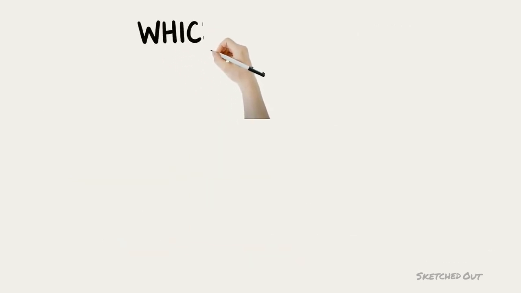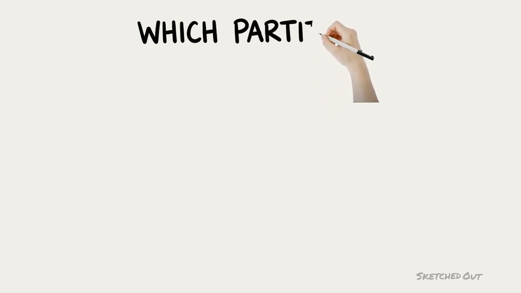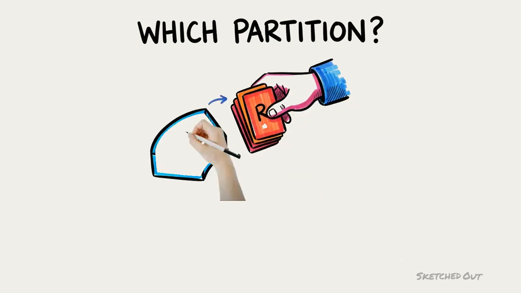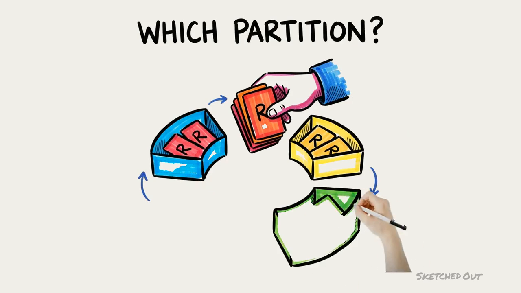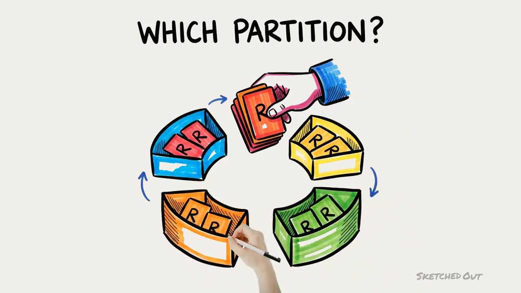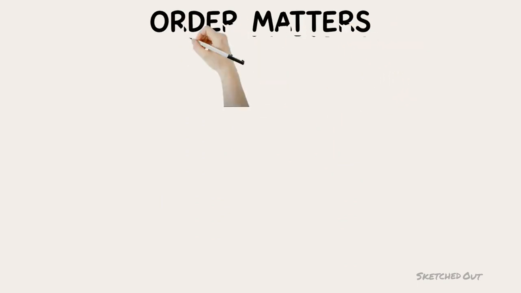But partitioning creates a new question. When the checkout service publishes an event, how does Kafka decide which partition receives it? If the event has no key, Kafka spreads records across partitions evenly, almost like dealing cards. That keeps the workload balanced. But balancing alone is not enough, because sometimes order matters more than distribution.